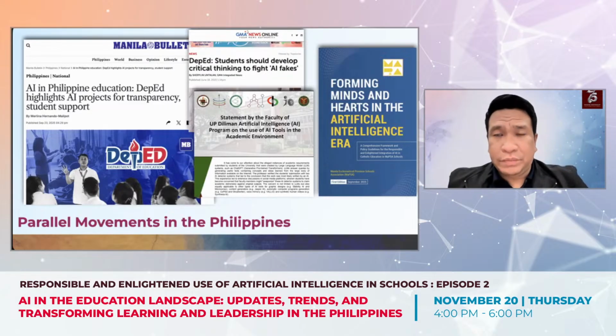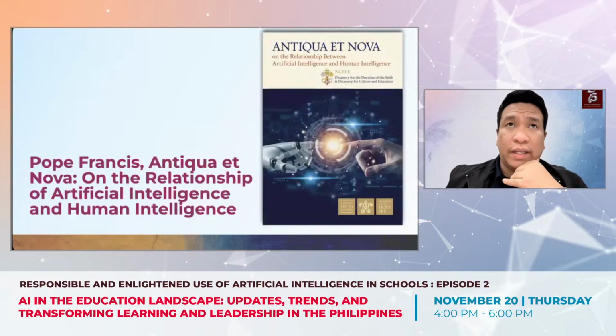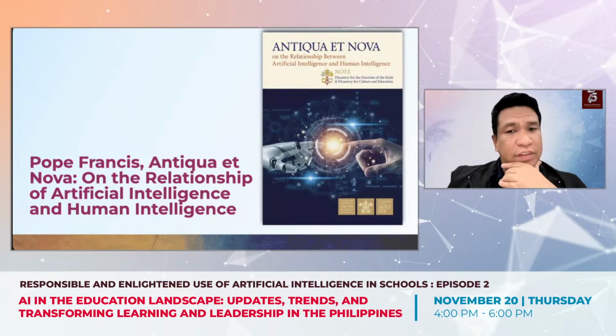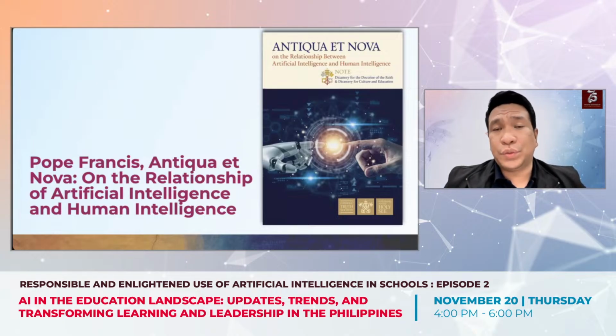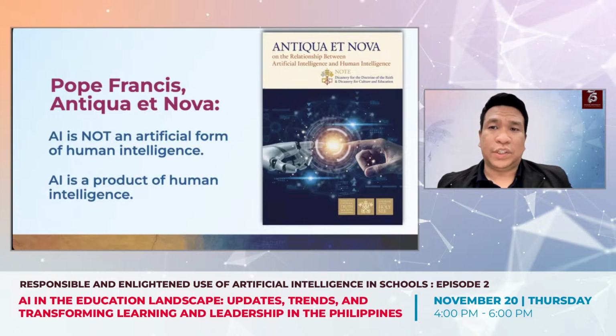Okay. And speaking of documents, I cannot help but share this. There's a beautiful document. So if you are a Catholic education teacher or school leader, even if you're not, but you're interested to see how AI is being seen from the lens of religion and spirituality, Pope Francis's Antiqua et Nova on the relationship between AI, or artificial intelligence, and human intelligence. This is a very good document that describes to us how we should understand AI, what is AI, and how we can see AI from the perspective not just of religion and spirituality, but on values of truth, integrity, and human dignity.